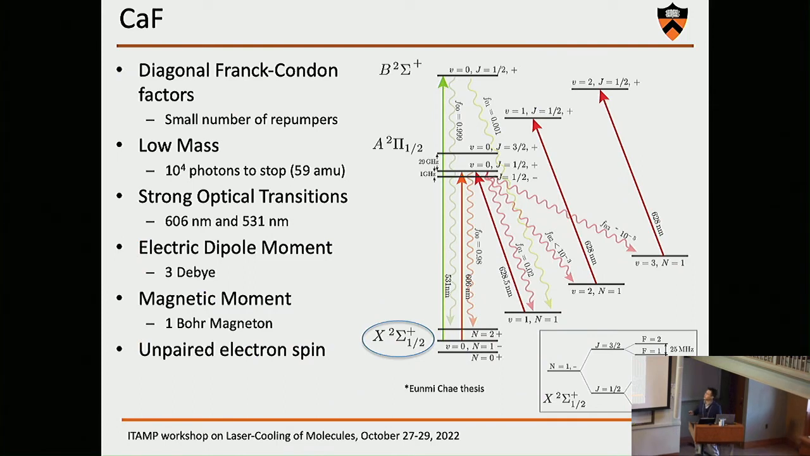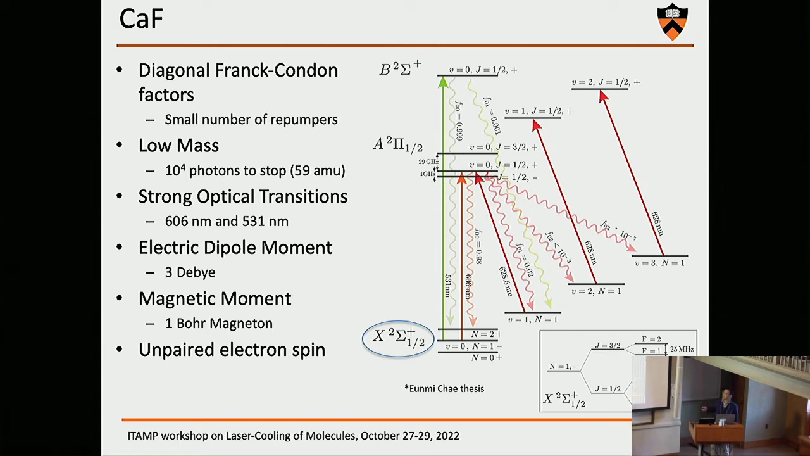So Mike Tarbutt already told you a lot about calcium fluoride earlier and how to laser cool it. So here's a level diagram of the lasers that you need and the relevant energy levels. But for the talk today, we'll live down here in the electronic ground state, and we'll live in the ground vibrational state, so v equals 0 here. And all we'll do is pick two states out of the ground and the first excited rotational state, so N equals 0 and N equals 2.